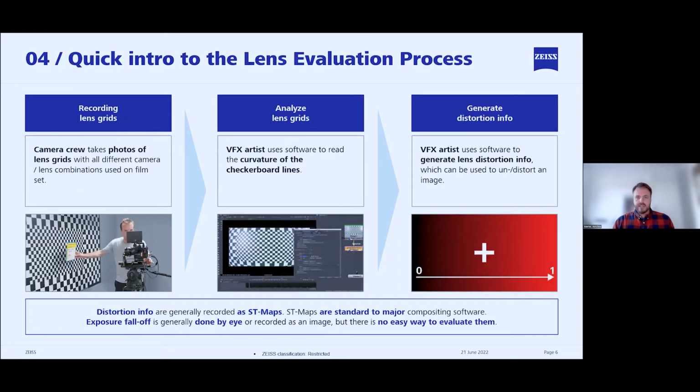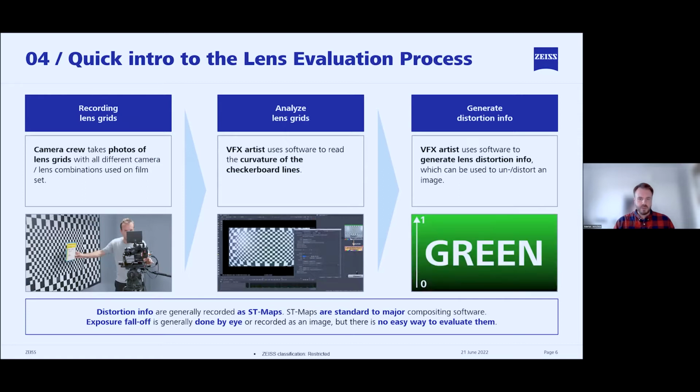And how do they get the distortion right now, or also in the last decades? They did something called lens evaluation, or also called lens grid process. So what they do is they use the camera and the lens they also use for the production. They take a photo or a quick recording of the checkerboard or lens grid at a certain distance. Then they feed this recorded footage into a software. The software analyzes the curvature of the lens grid itself, and then generates an ST map.